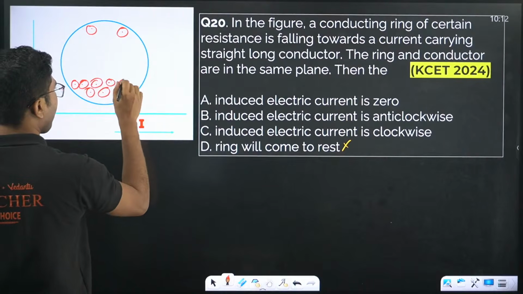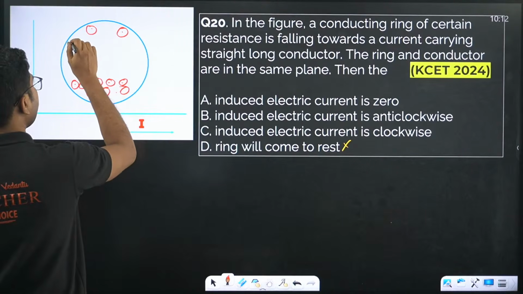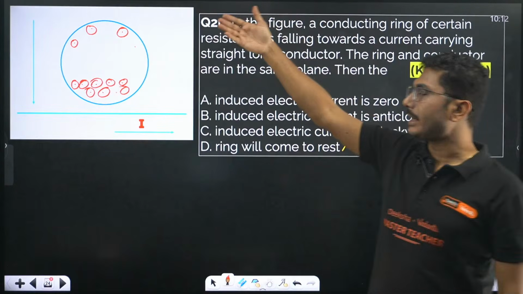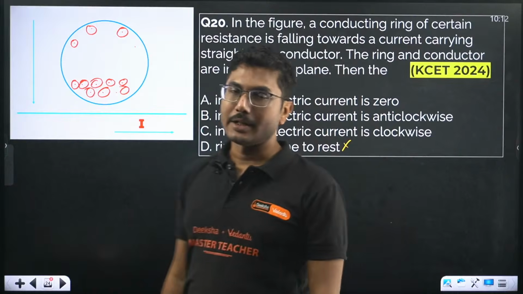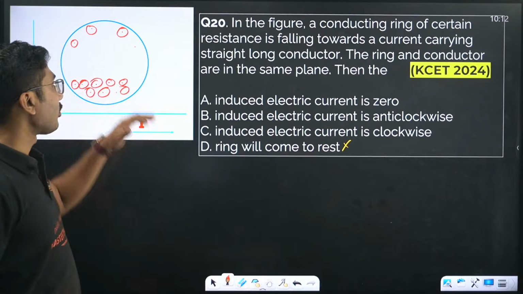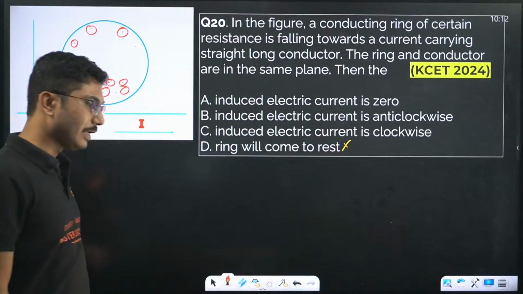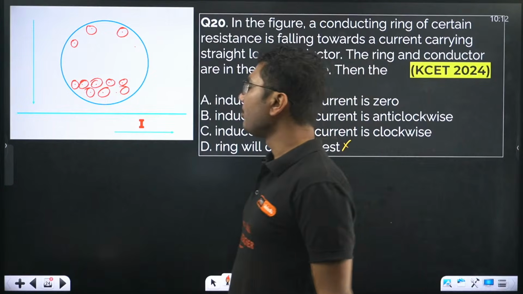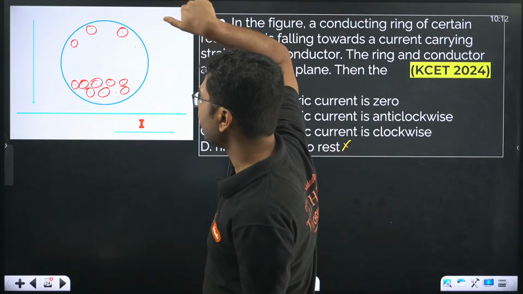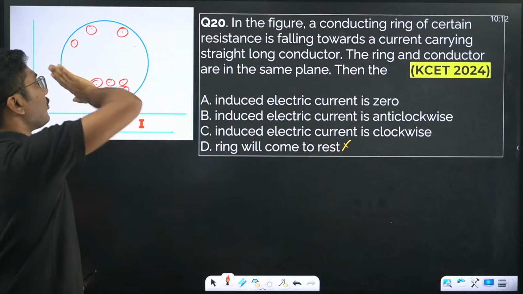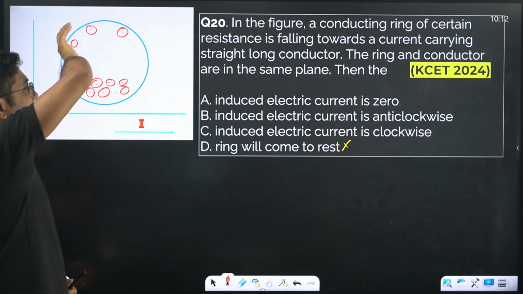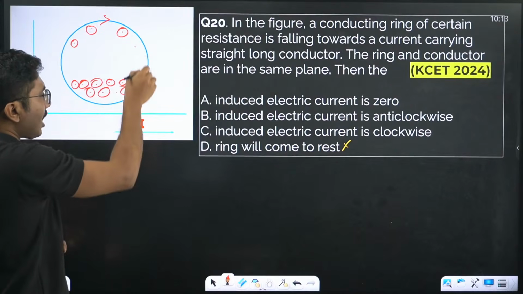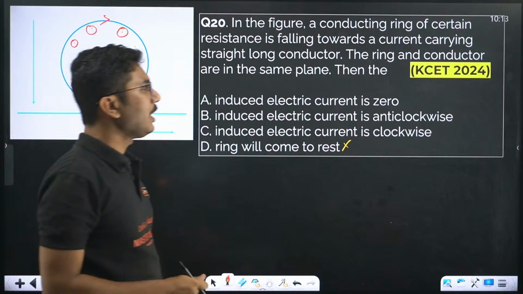So here it is weak, here it is strong. So the loop is falling from weaker magnetic field to stronger magnetic field, and it will try to oppose this increase in magnetic field by producing a magnetic field which is into the page of the paper. That means the direction of current will be clockwise. This is the direction of the clock. Our clock hands rotate in this direction, so it will be clockwise.